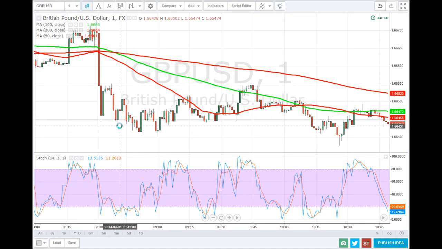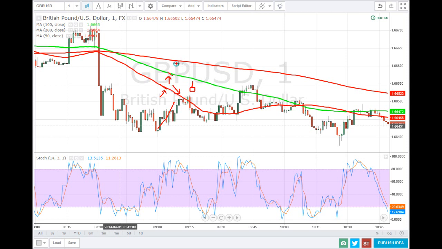Now, how this strategy works is we're waiting for price to pull back into these moving averages, and we're looking for a pin bar against this first moving average or a clear rejection of this first moving average. If those signals are not given, then we're waiting for a pin bar to appear somewhere between these two moving averages, the 50 and the 100.